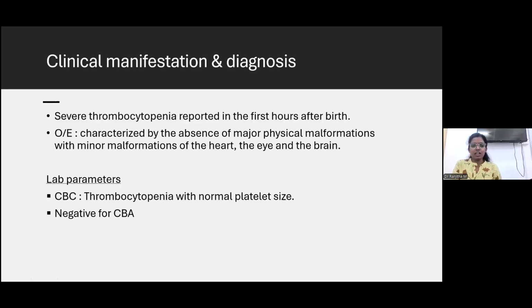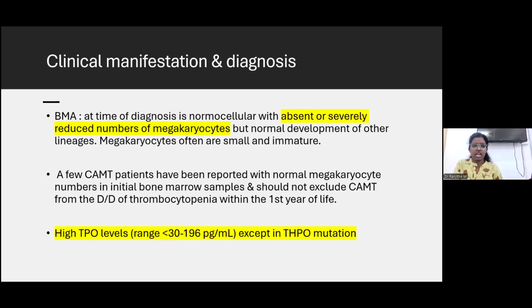So coming to clinical manifestation, they usually present with severe thrombocytopenia reported as early as the first hours after birth. On examination, it is characterized by absence of major physical malformation, but minor malformations of the heart, eye, and brain have been reported in a few case series. Lab parameters show thrombocytopenia with normal platelet size, and they're usually negative for chromosomal breakage analysis.